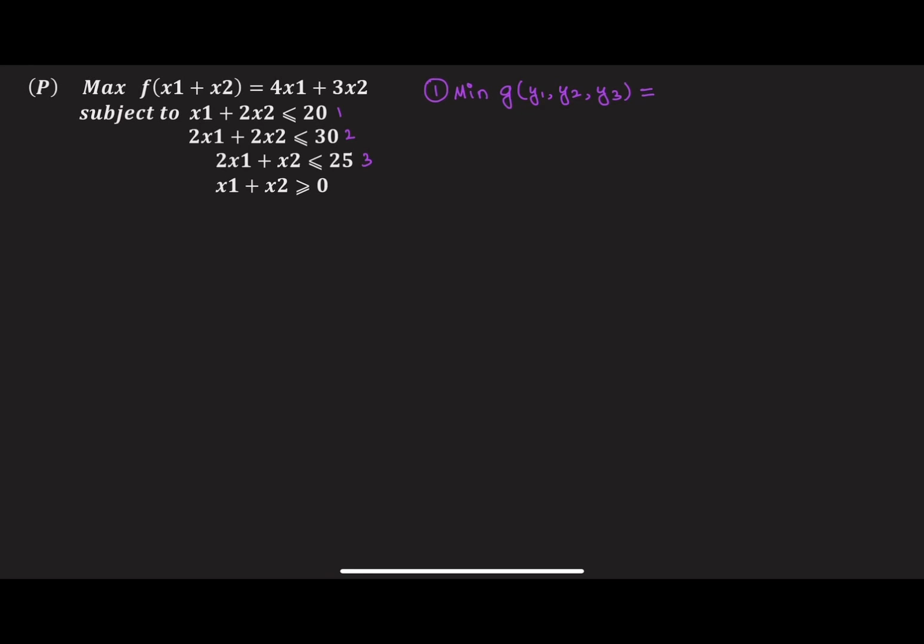Now the objective function, we will determine its weights from these values. The right-hand side values will be the weights. Now the second step is the right-hand side values of the primal constraints will become the weights of the dual objective variables, which are these values. So 20 will be the weight for y1, then 30 for y2, and then 25 for y3.